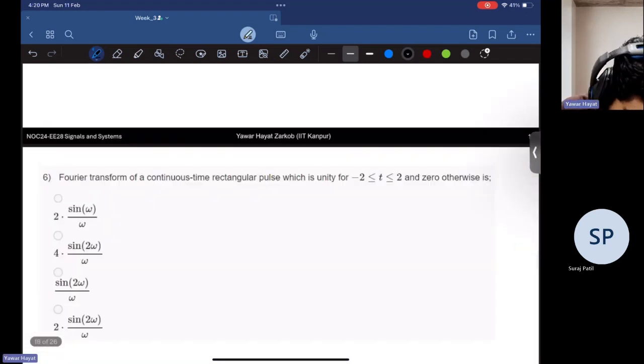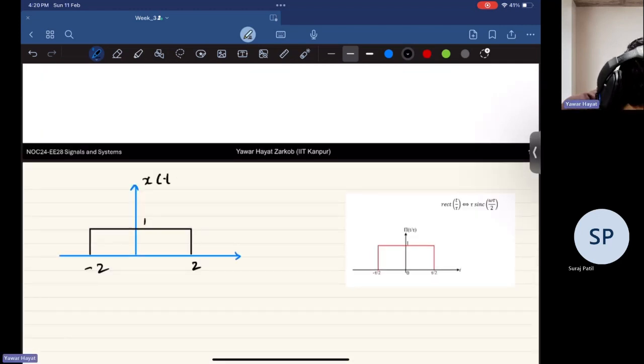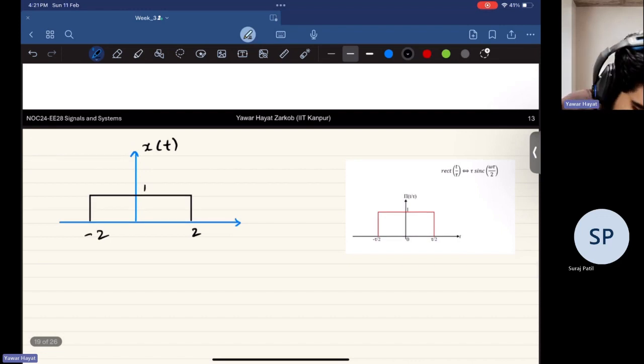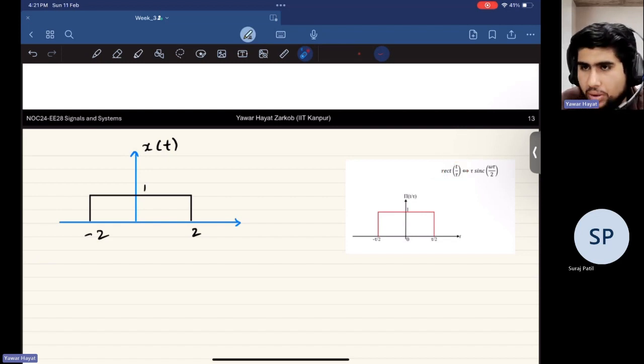Right, this is the signal. Suppose the signal is x of t, whatever. So now express this x of t in this form, right? I'm trying to first show the shortcut and then I'll tell you how alternatively you can do it by another process.